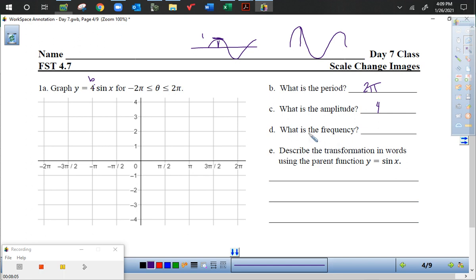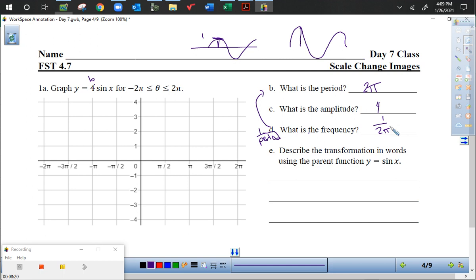Now, last thing, I haven't talked to you about it, but I'll just draw an arrow here. Frequency is just 1 over the period, or the reciprocal of the period. So ours was 2 pi, it'll look like 1 over 2 pi. All this says is you're doing 1 cycle in 2 pi radians. So it takes 2 pi to get 1 lap done.